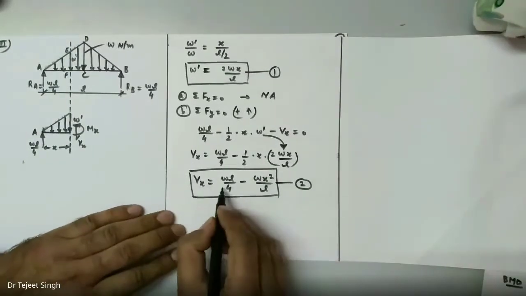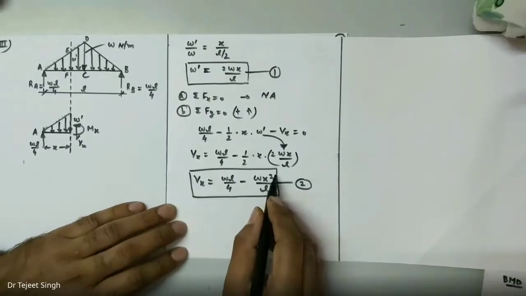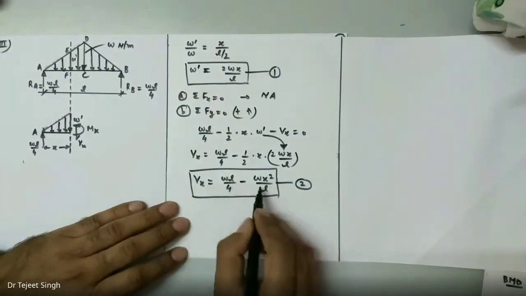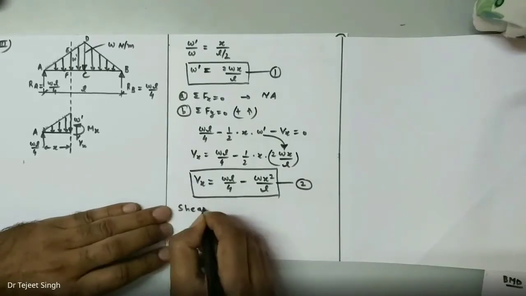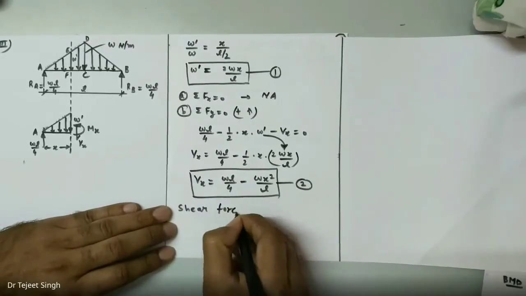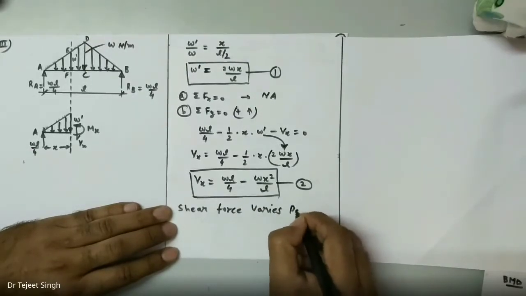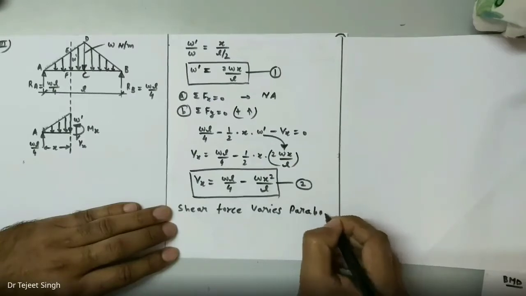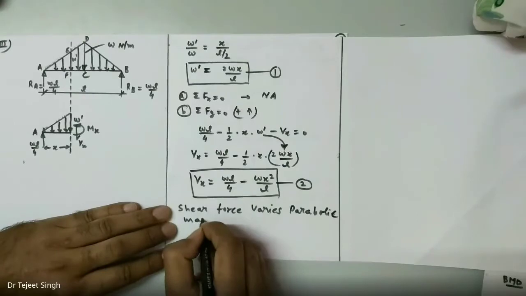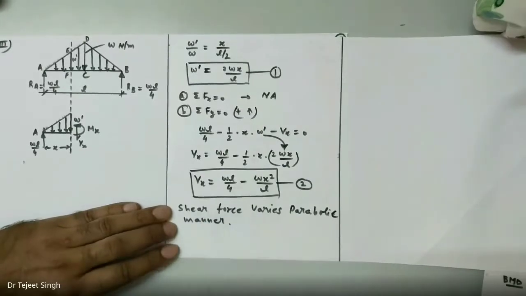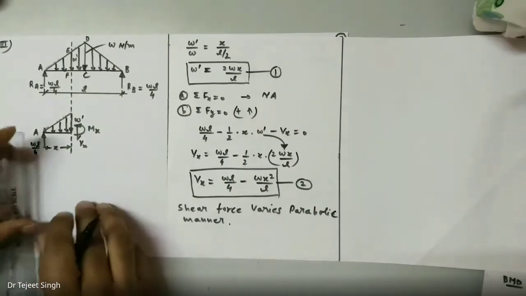Now the shear force is a function of x and x is having power 2. इसकी maximum value 2 है. So shear force will vary in a parabolic manner. Shear force varies in parabolic manner. तो ये पैराबोलिक मैनर में वेरी करेगी. अब मैं इसको ड्रॉ कर सकता हूं. आई कैन ड्रॉ ओवर हियर.